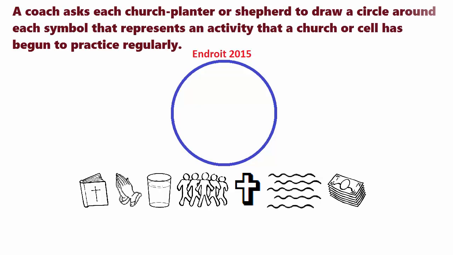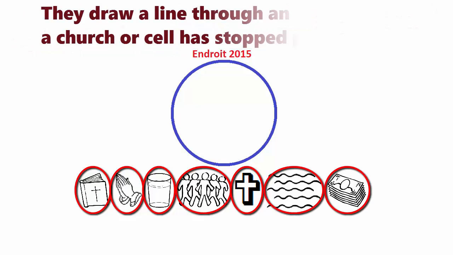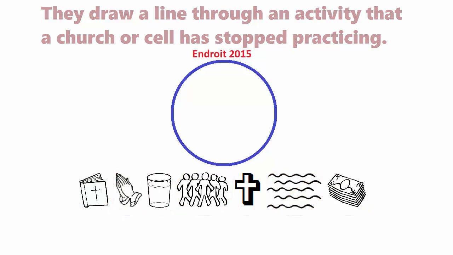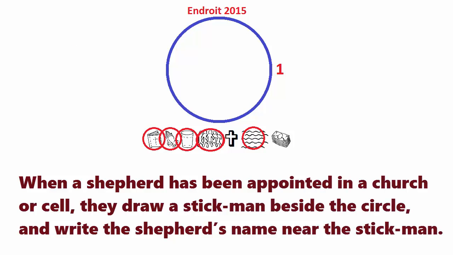A coach asks each church planter or shepherd to draw a circle around each symbol that represents an activity that a church or cell has begun to practice regularly. They draw a line through an activity that a church or cell has stopped practicing. When a shepherd has been appointed in a church or cell, they draw a stick man beside the circle, and write the shepherd's name near the stick man.